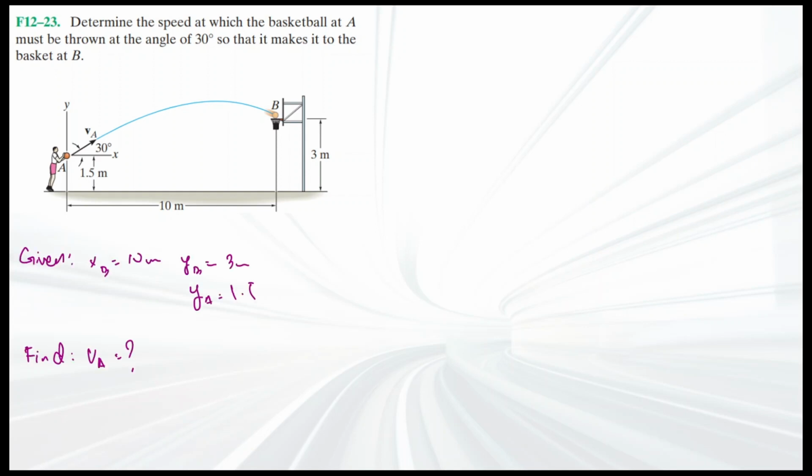We know that we have an initial position from XA to XB at 10 meters. So that's going to be positive. We also have YB at 3 meters, and we also have YA at 1.5 meters. Okay, so this is our point of origin here, and we have an angle of 30 degrees. It's kind of the same thing if it's coming from here either way. So we're here to find out what's the velocity at point A. So let's write that down.